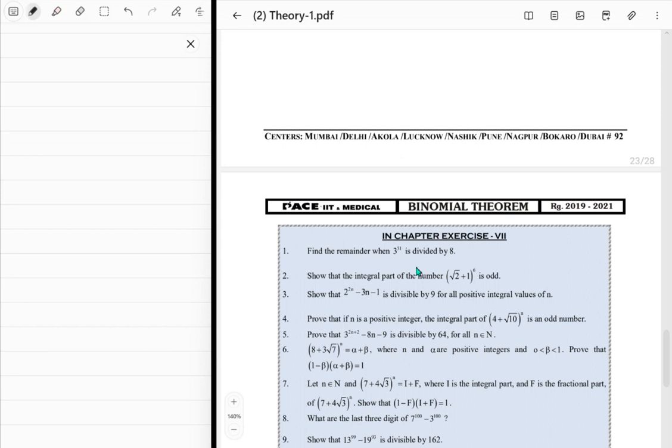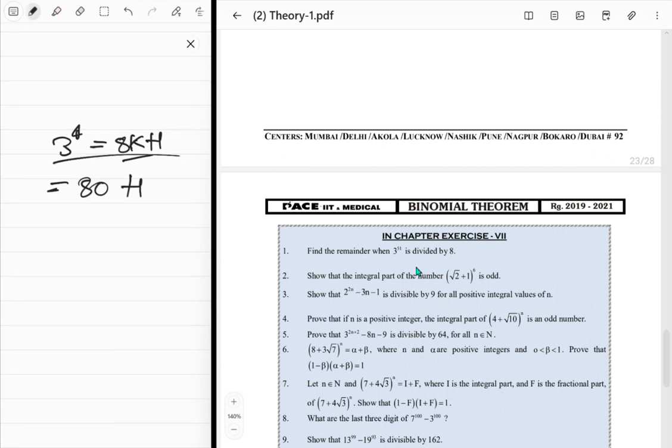You just have to prove that 3 power 4 is something like 8k plus 1, where k is an integer. So it's of that format. Well, 3 power 4 is of course just 81, and 80 is a multiple of 8. So it's just 80 plus 1. So k here is 10. Thing is, 3 power 4 is congruent to 1 modulo 8, right? This whole equation can also be written like this: 3 power 4 is congruent to 1 modulo 8.